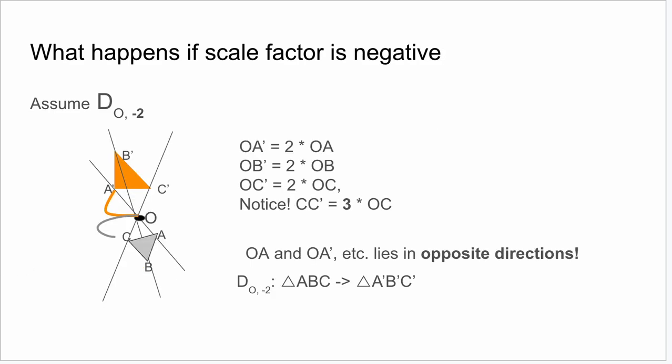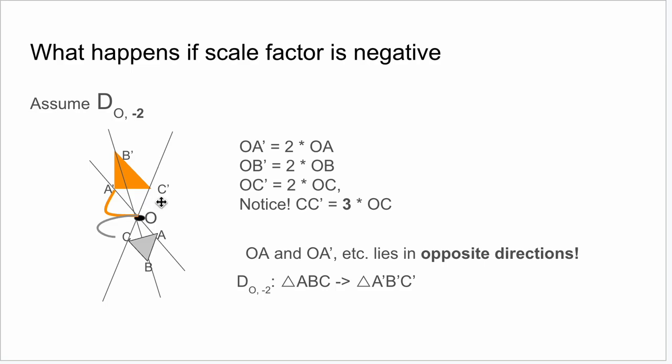If the scale factor is negative, it falls under the opposite ray. So, for example, we see OA right here. OA prime is opposite of OA. That's what's happening if the scale factor is negative.